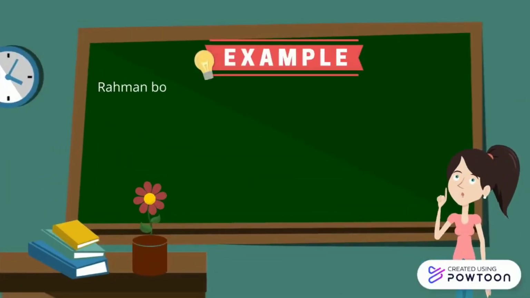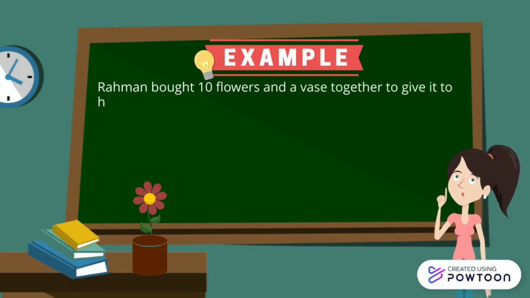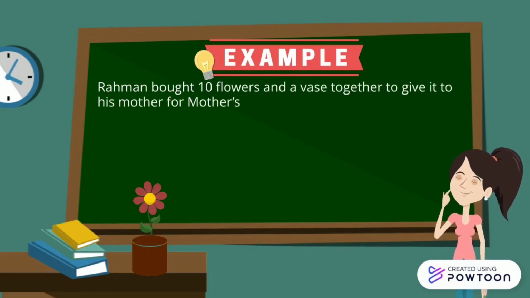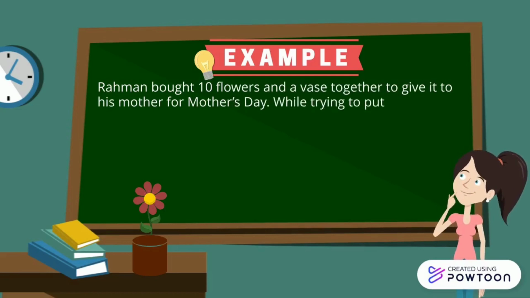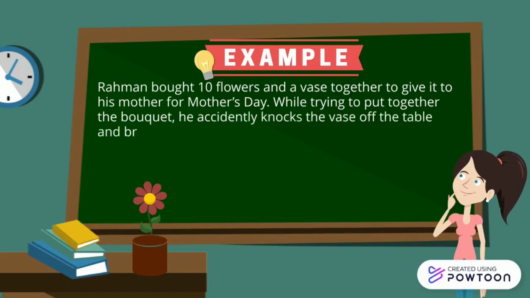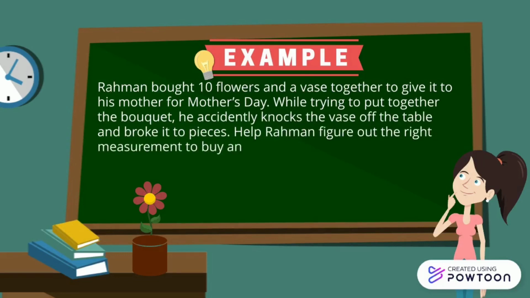Example: Rahman bought 10 flowers and a vase together to give to his mother for Mother's Day. While trying to put together the bouquet, he accidentally knocked the vase off the table and broke it to pieces. Help Rahman figure out the right measurement to buy another vase that he can use to replace the one he broke before his mom came back from work. The flowers have a maximum height of 25 centimeters.